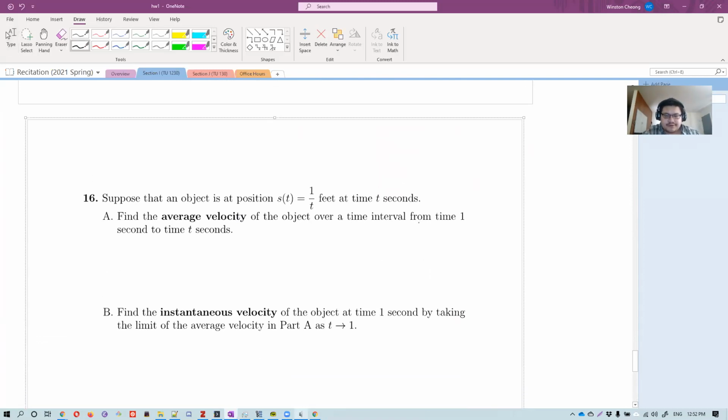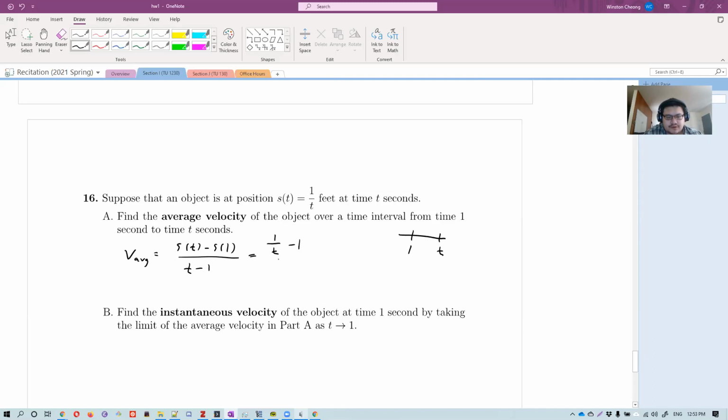Right. So very similar type of problem. We're going from 1 second to t seconds, and average velocity is going to be s of t minus s of 1 over t minus 1. And now we use the function that is given to us, 1 over t minus 1 over t minus 1. And we know that we're going to want to simplify this in order to take the limit for part B.